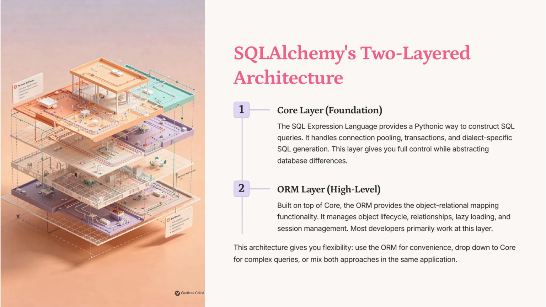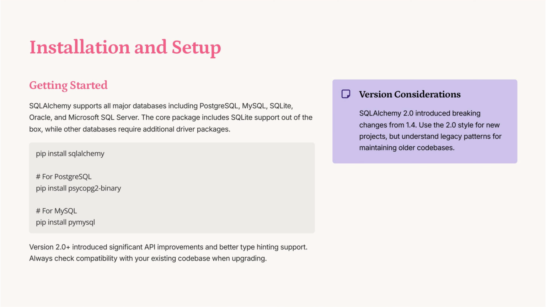SQLAlchemy's architecture consists of two layers, the core layer and the object relational mapping layer. The core layer offers a Pythonic way to construct structured query language queries, handling connection pooling and transactions. The object relational mapping layer, built on top of core, manages object lifecycle and relationships, providing flexibility to use both layers for complex applications. To install SQLAlchemy, use pip install SQLAlchemy.